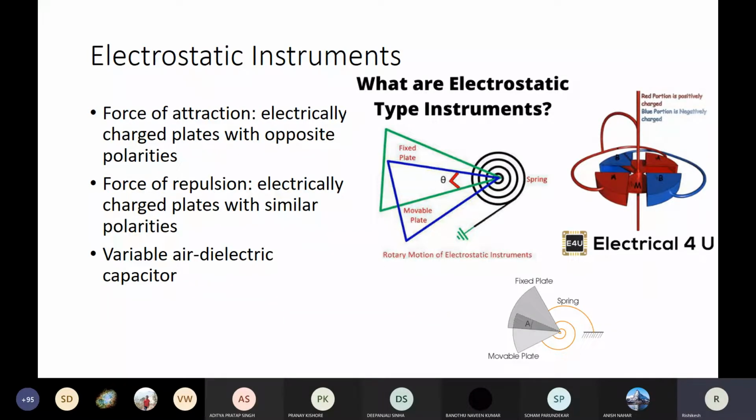Capacitance depends on the distance between the plates, the area of overlap of the plates, and the permittivity. Now, when the distance between the plates is fixed, how does the capacitance vary with the area? Will it increase with increasing area, or decrease? Directly proportional, right?